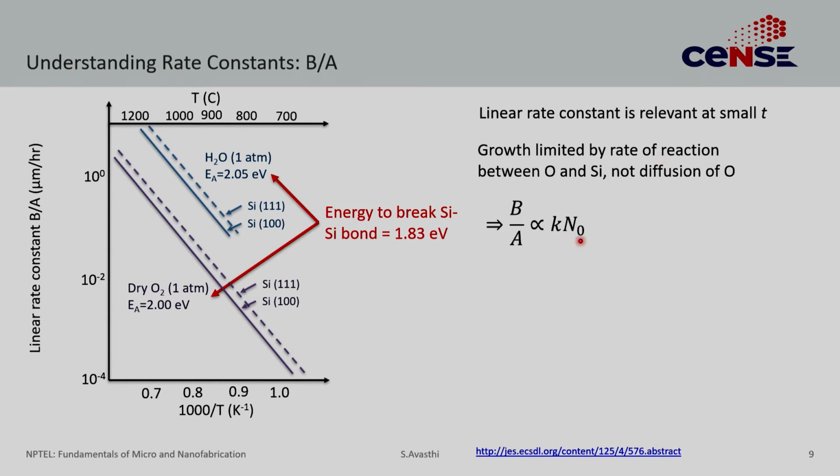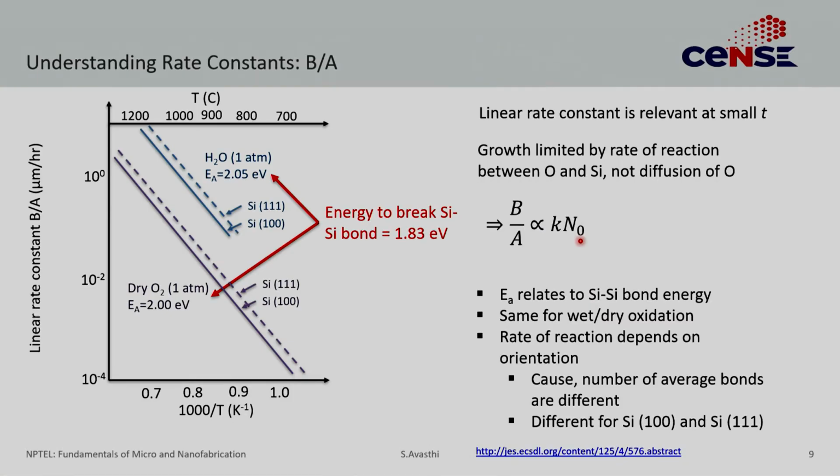Right, where K is the reaction rate constant between silicon and oxygen. So, if that is the case, then E_A, the activation energy for this process, must be related to the silicon-silicon bond energy. It is no surprise that 1.83 and 2.85 are similar, because in order to do the oxidation, what do you need to do? You need to break the silicon-silicon bond and form the silicon-oxygen bond.